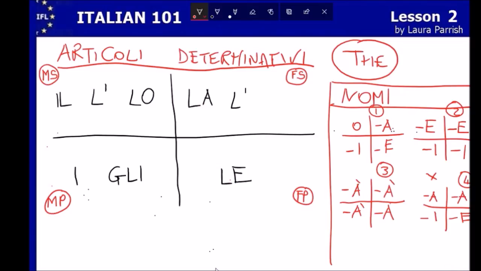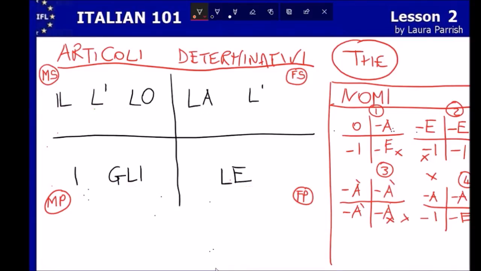That means that you have all the articles. You have the articles il, l', and lo: three masculine singular articles. You have two feminine singular articles, la and l'. Two masculine plural and one feminine plural. So feminine plural is pretty easy. When you have a feminine plural noun, no matter which pattern it belongs to, it is always le.